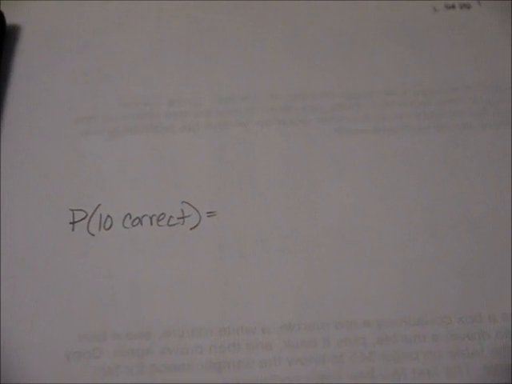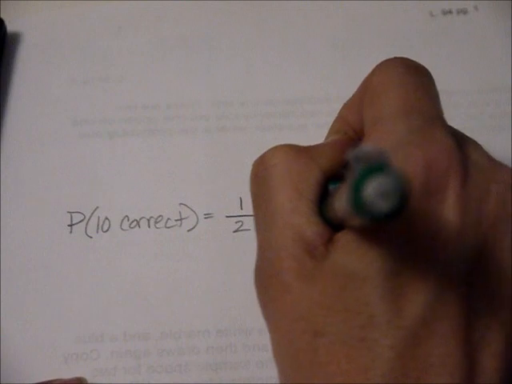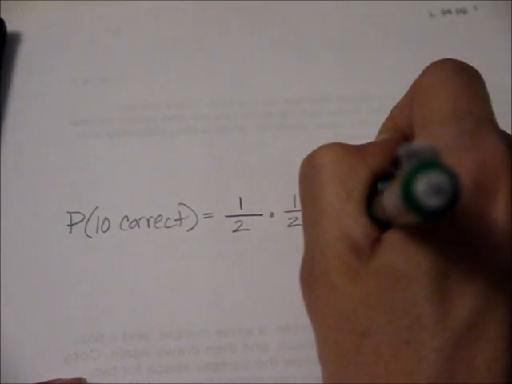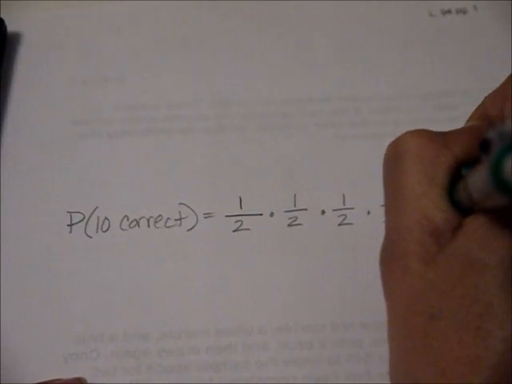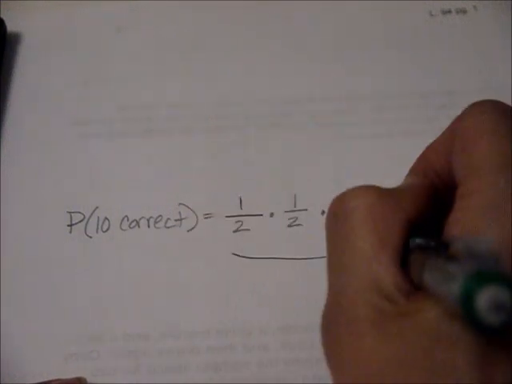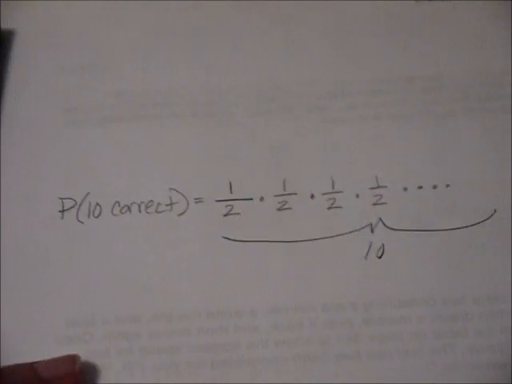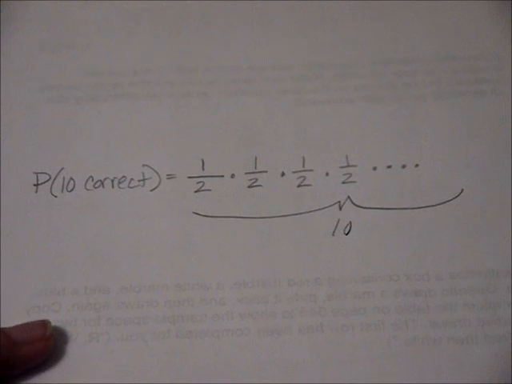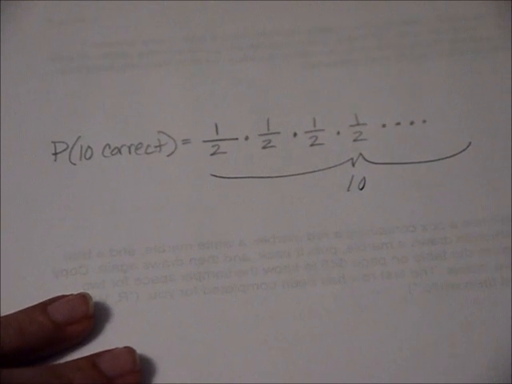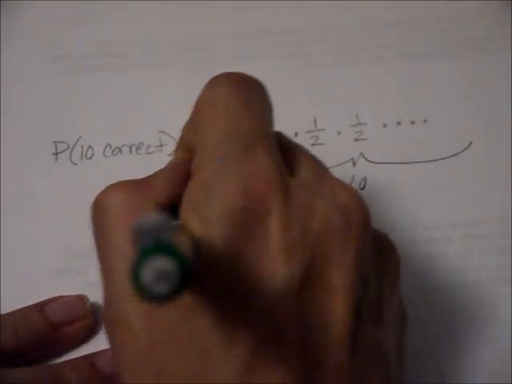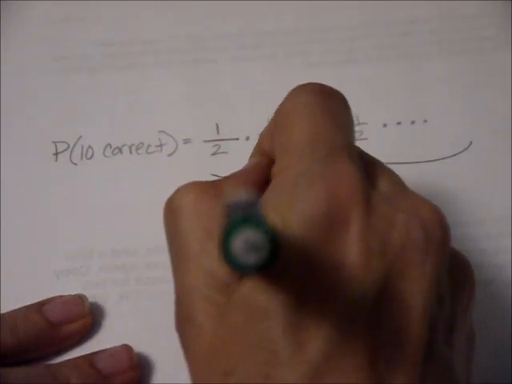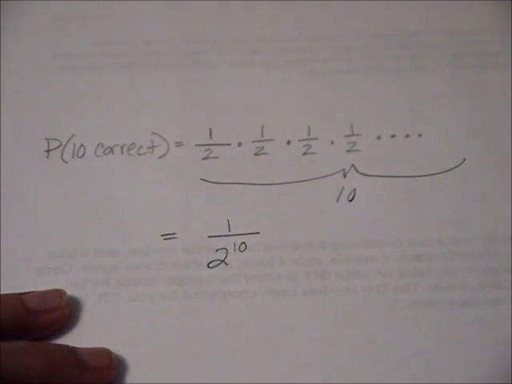So what we do is, let's say 10 correct. You've got 10 events, right? So the chance of getting the first one right is 1/2. The chance of getting the second one right is 1/2. And third and fourth. And as you can see, there's going to be 10 of these for 10 questions. So this is where we could use our exponent key. When you multiply, that is 1 over 2 to the 10th power.